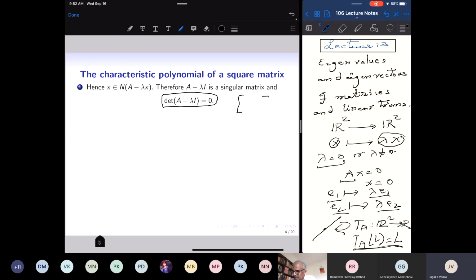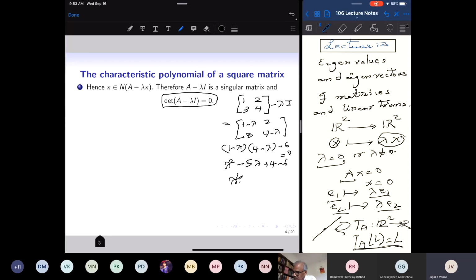Suppose A was a 2 by 2 matrix, let us say 1, 2, 3, 4, and then I take lambda times I. That is equal to 1 minus lambda, 2, 3, 4 minus lambda, and take its determinant. So (1 minus lambda) times (4 minus lambda) minus 6 equal to 0. So I get lambda square, minus 5 lambda, plus 4 minus 6. So lambda square minus 5 lambda minus 2 equal to 0. So I get a quadratic equation in lambda.